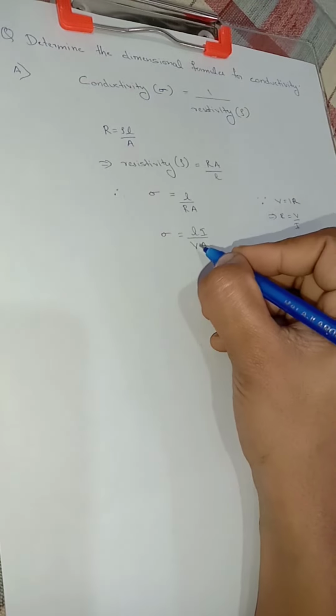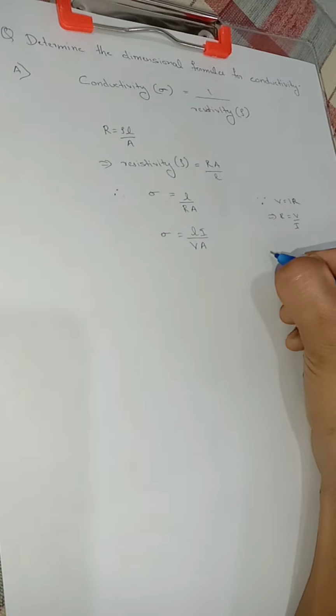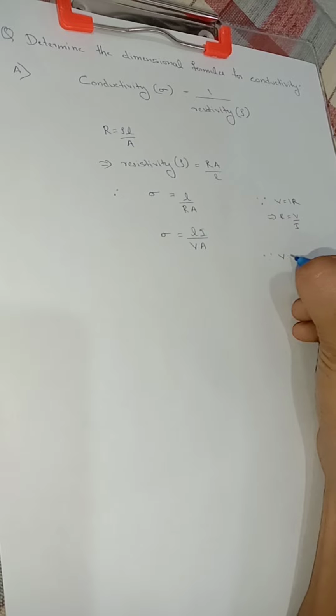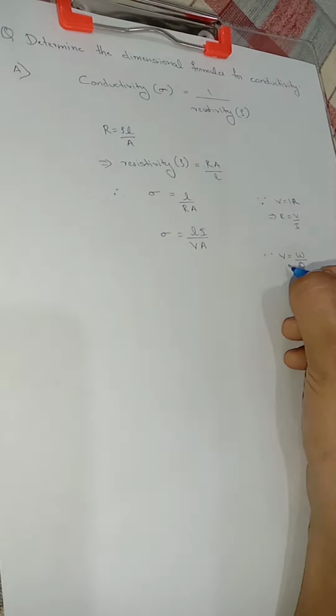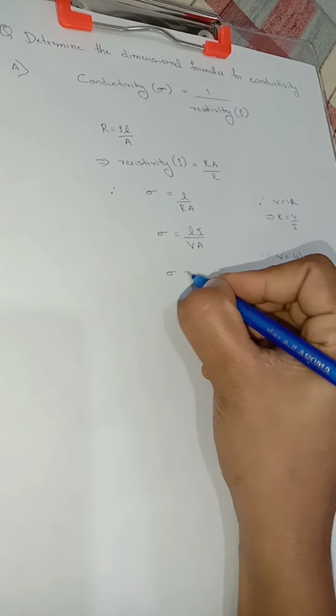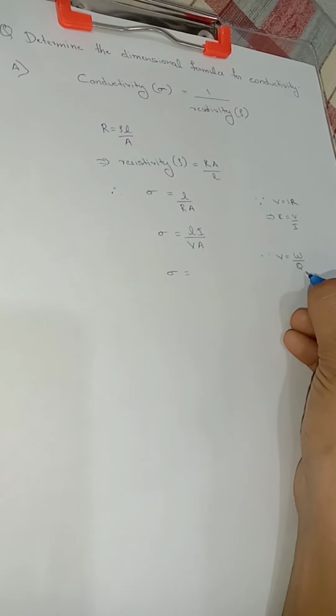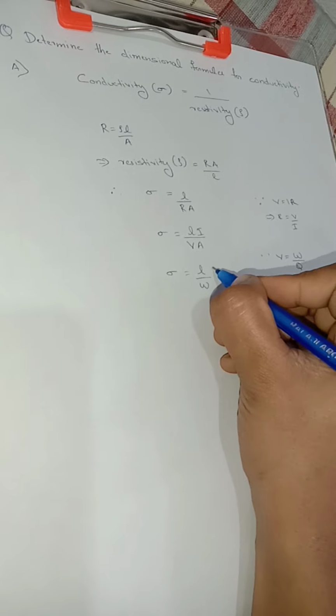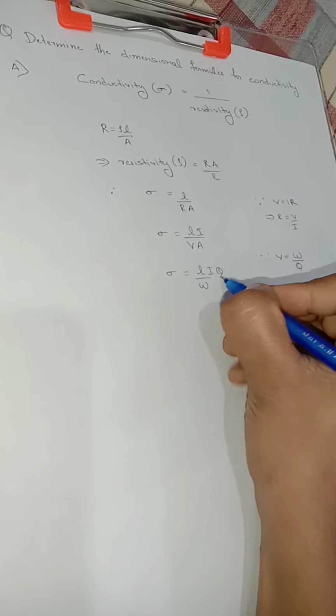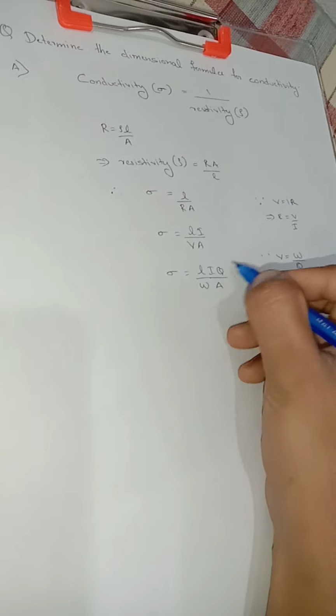Now we are substituting here for voltage. We know that voltage is equal to work or energy by charge. So in sigma, instead of voltage we are substituting work by charge. Charge will go in the numerator. So this is the equation.